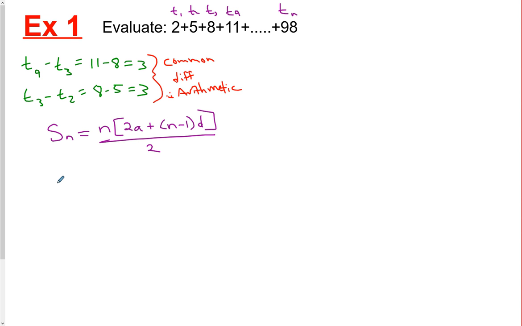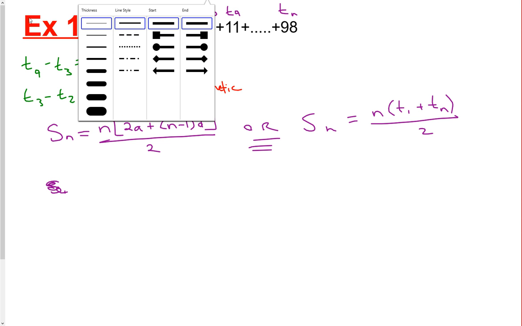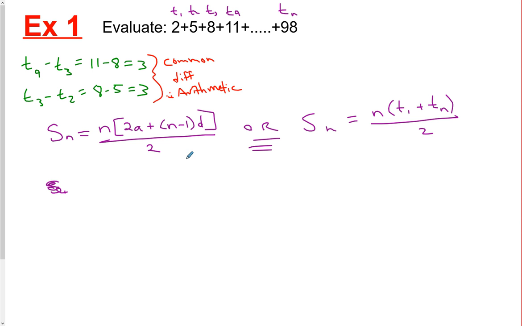There was another one though. The other way to do it, and I'll just put it over here, I'll say or. We had another version of that formula, and that was the first term plus the last term, or you can think of it as the general term, over 2. That's kind of like the two ways that we might do it, right? So that's our formula. So we need to decide, what have we got? What do we need and what have we got?